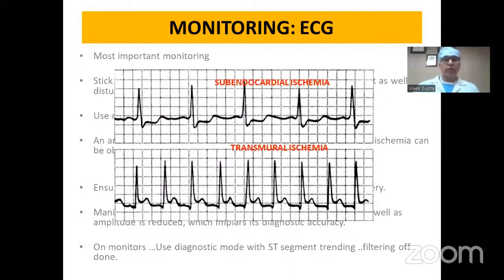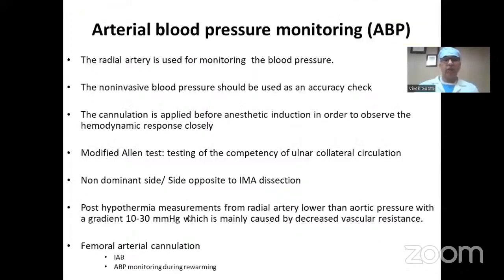Here you can see on the upper ECG there is some subendocardial ischemia in the form of ST depression, while there is transmural ischemia in the form of ST elevation.